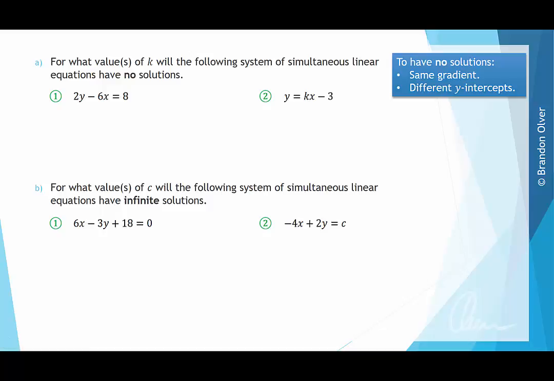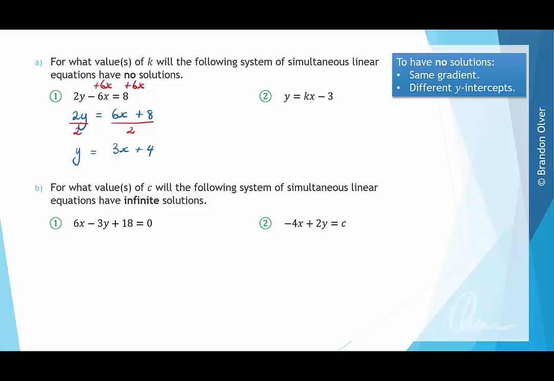So for equation 1, we need to add 6x to both sides of the equation. Therefore, we find that 2y is equal to 6x plus 8. And then to get y by itself, we divide both sides of the equation by 2, giving y is equal to 3x plus 4. So that has a gradient of 3 and a y-intercept of positive 4. For equation 2, we've already got it in the form y equals mx plus c, where the gradient is k and the y-intercept is negative 3.